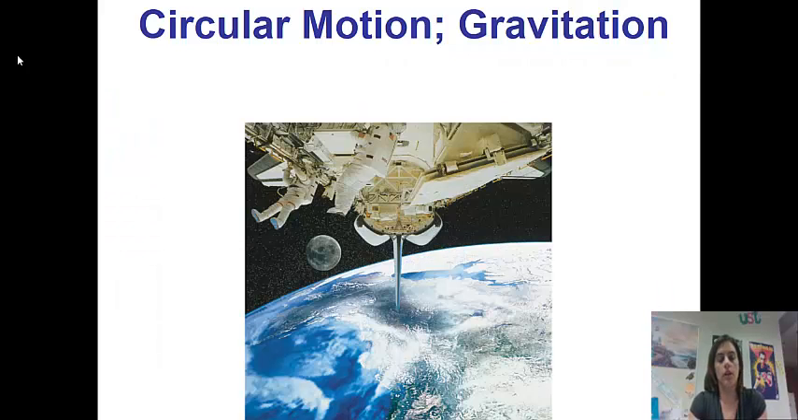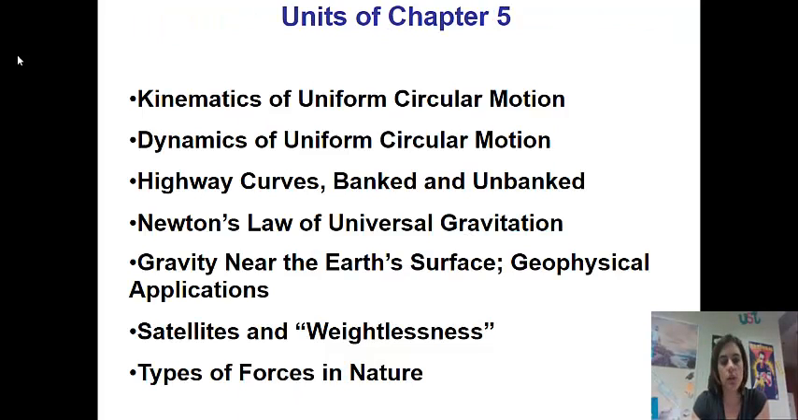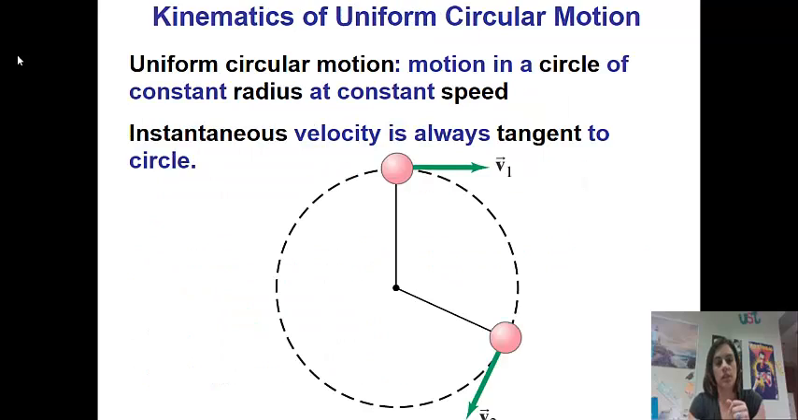Okay, so the other part of Unit 3 was circular motion, because that's also motion in 2 dimensions. This PowerPoint actually combines circular motion and gravity, but I'm just going to do the circular motion part. So we'll cover kinematics of uniform circular motion. I'm also going to touch upon some dynamics of uniform circular motion, even though dynamics really comes in Unit 4, because you've already learned them, so we can do that. And that includes highway curves, banked and unbanked, the forces that exist on those.